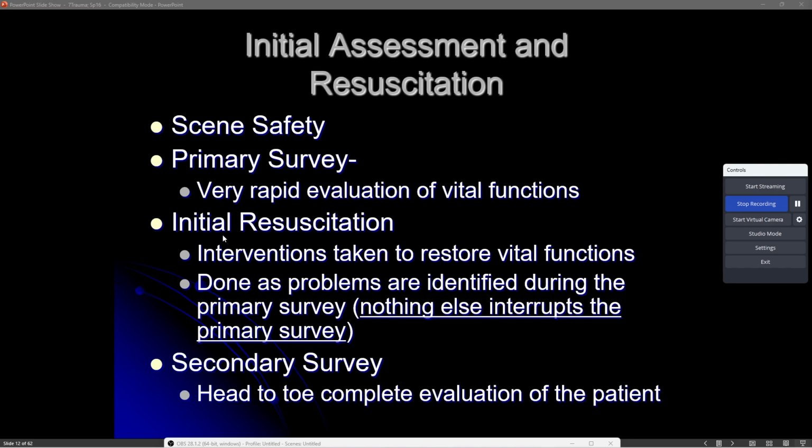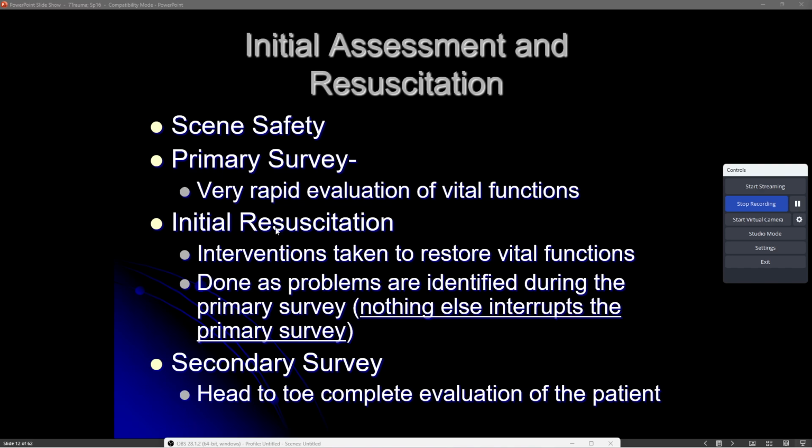I really have time now to go over the entire body with a fine-tooth comb, so to speak, and I can identify more non-life-threatening injuries that are not severe, but are still something that need to be addressed, assessed, and treated nonetheless. So, if I ask you what primary survey is, just uninterrupted, rapid evaluation of vital functions and any life threats. That's what I want to hear.